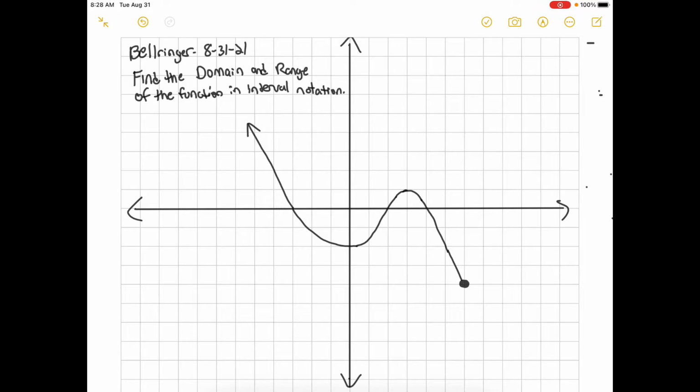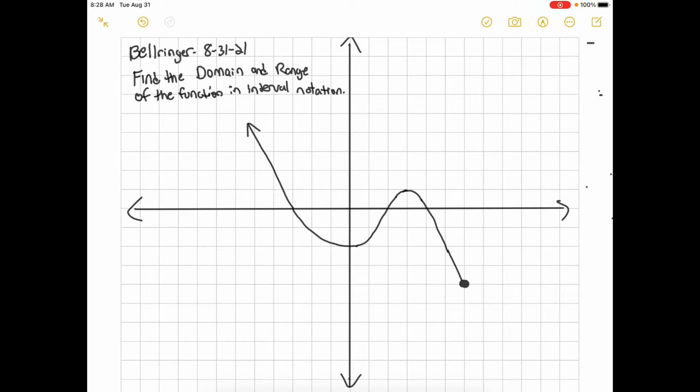Okay, today's bell ringer, we want to find the domain and range of the function in interval notation. And we talked about this yesterday, and if you were not in class yesterday, you need to get someone's notes, but we'll do the same thing today. So we'll get some practice with this.